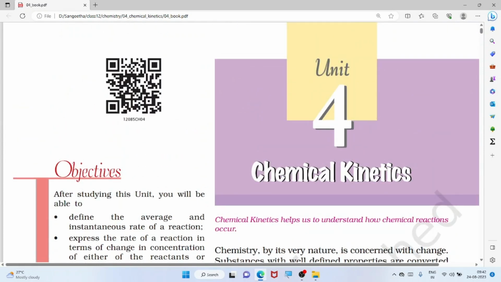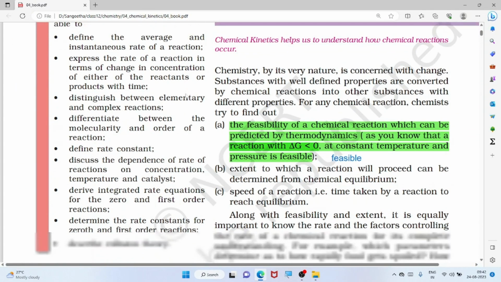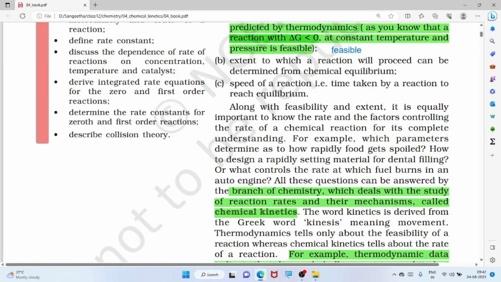Okay, we will go through some important points in the class 12 chemistry chapter 4, chemical kinetics. The feasibility of a chemical reaction can be predicted: when delta G is less than 0, the reaction is feasible. Okay, delta G less than 0, reaction is feasible.